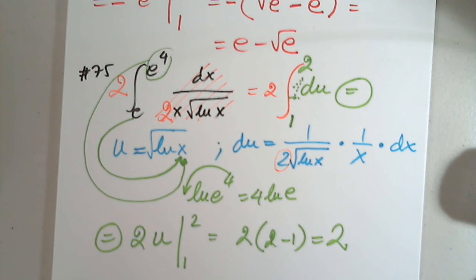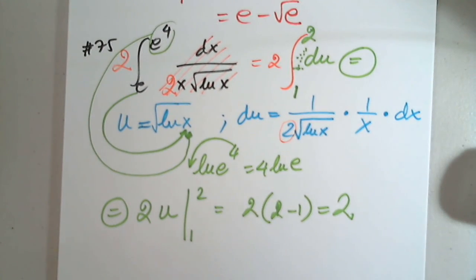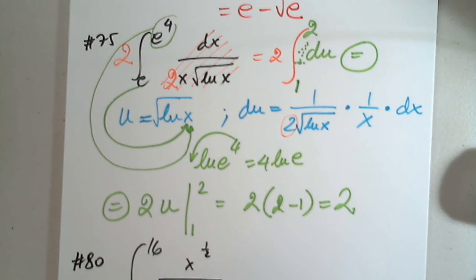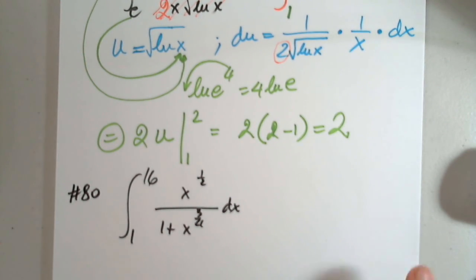80. Okay, very good. So let's look at 80. So the integral from 1 to 16 of the square root of x over 1 plus x to the 3/4 dx. Good pick. This looks awful, initially anyway. Good.